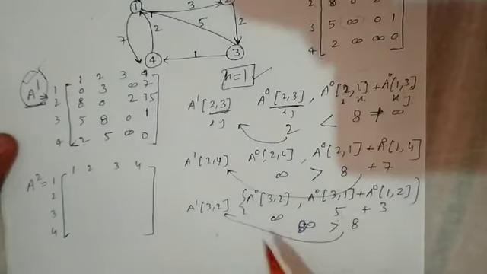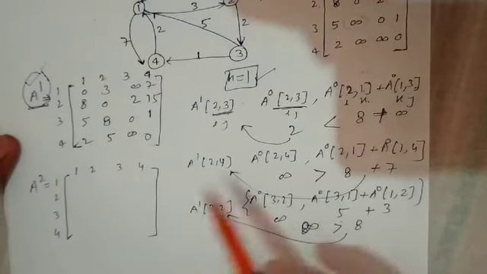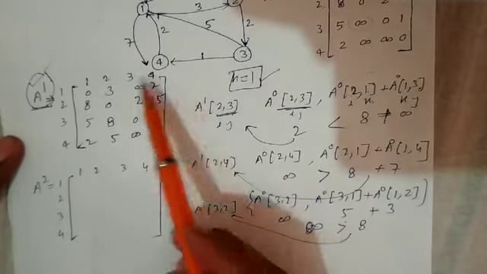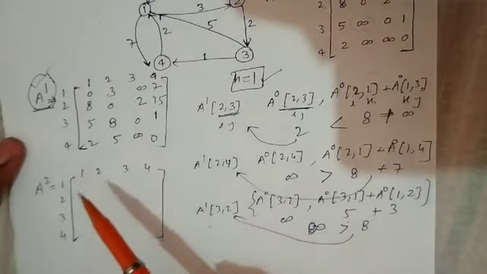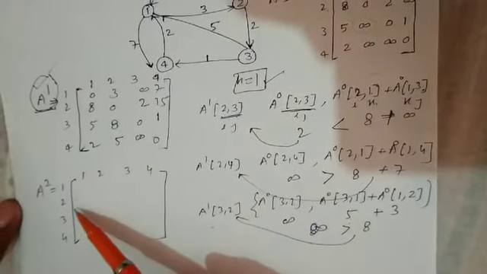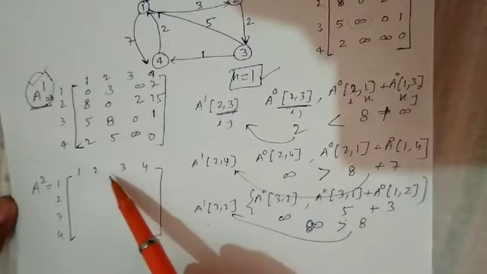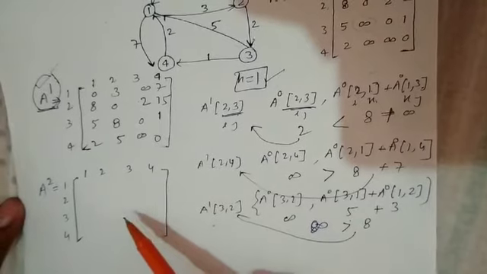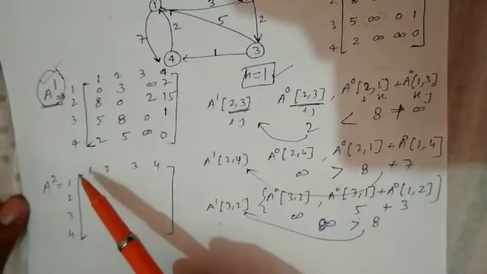Similarly we can find all the values, and finally we get this A1 matrix over here. Now we will calculate the next matrix A2, where we are finding the shortest distances which pass through the intermediate vertex 2.